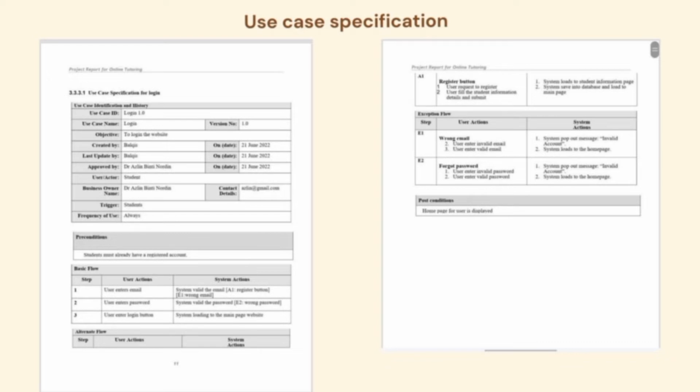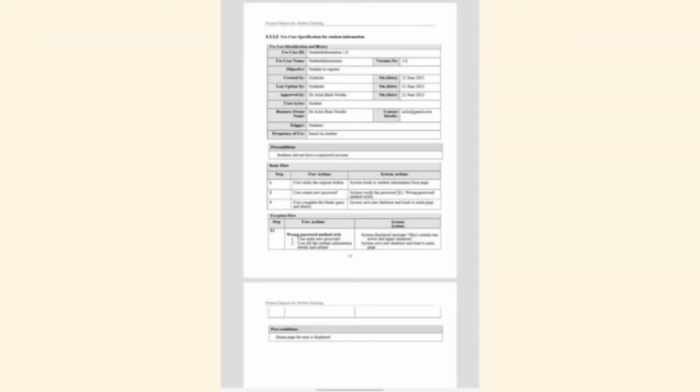That also applies to the wrong password exception, and the post condition for this use case is the home page for the user will be displayed. The next use case is student information. The objective is for the student to register, and the actor is also the student. The precondition for this use case is the student does not have a registered account yet.